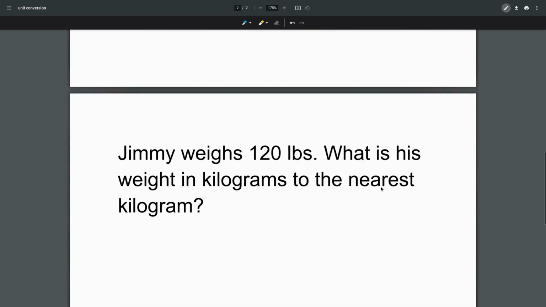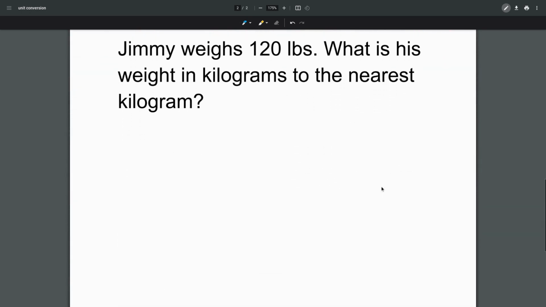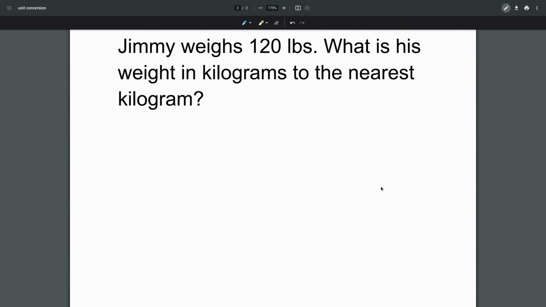Okay, let's look at the next one. All right, Jimmy weighs 120 pounds. What is his weight in kilograms to the nearest kilogram? Okay, so we're going to do 120 pounds times, well, there's 2.2 pounds per kilogram.